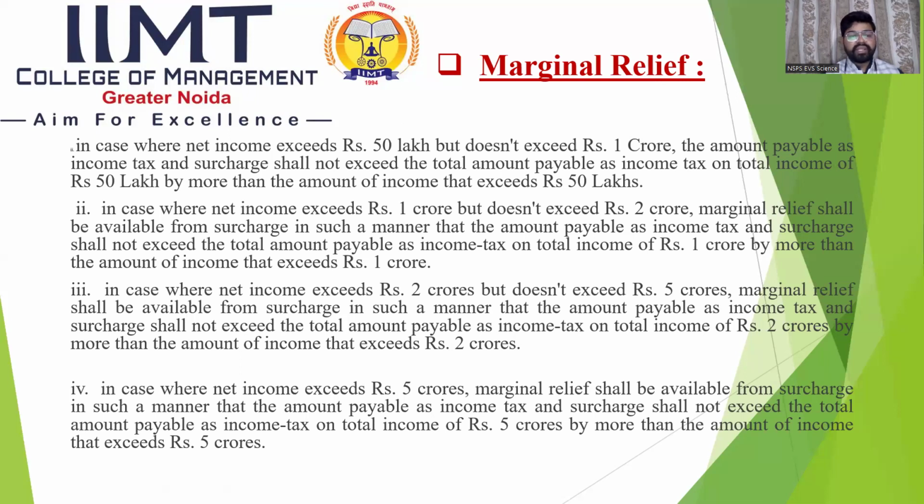The fourth point is, in case where the net income exceeds rupees 5 crore, marginal relief shall be availed from surcharge in such a manner that the amount payable as income tax and surcharge shall not exceed the total amount payable as income tax on total income of rupees 5 crore by more than the amount of income that exceeds rupees 5 crore.